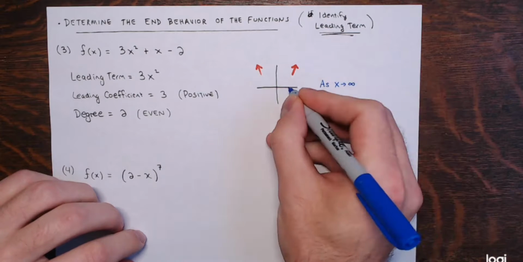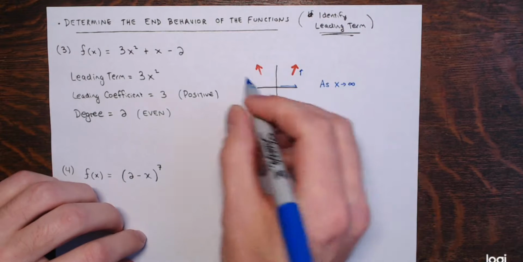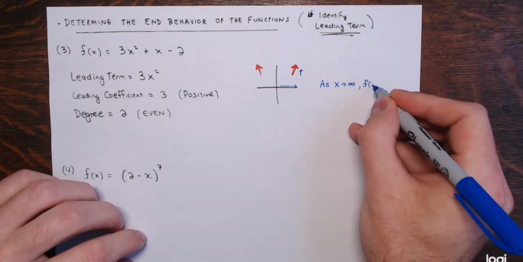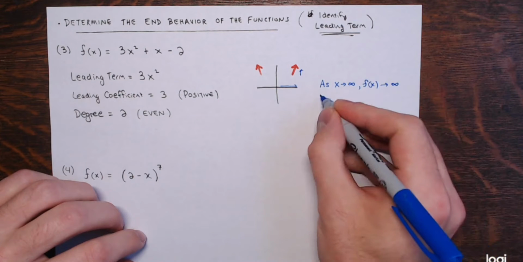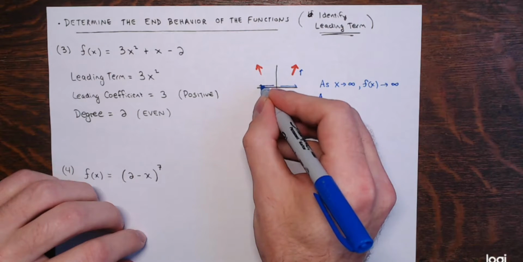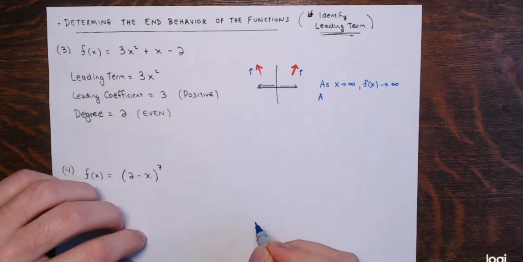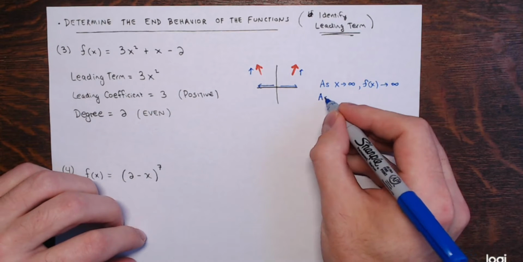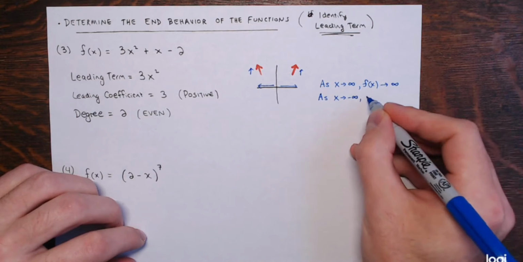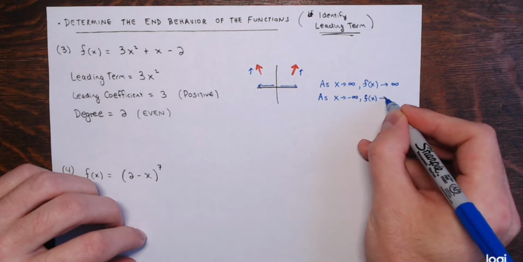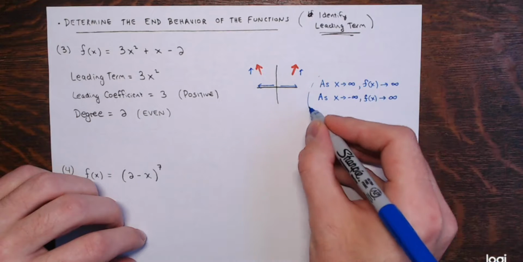as you go to the right, the function value is also going up, right? f of x is going to infinity as well. And then the left end, as x goes to negative infinity, we're going up. The value of the function is going to infinity again. As x goes to negative infinity, the left end, f of x is still going to infinity. And there's the end behavior.